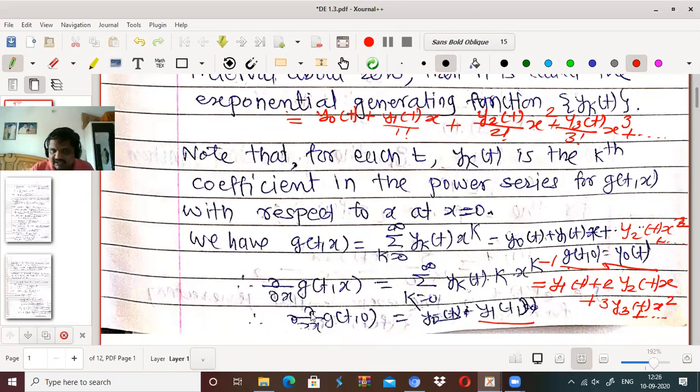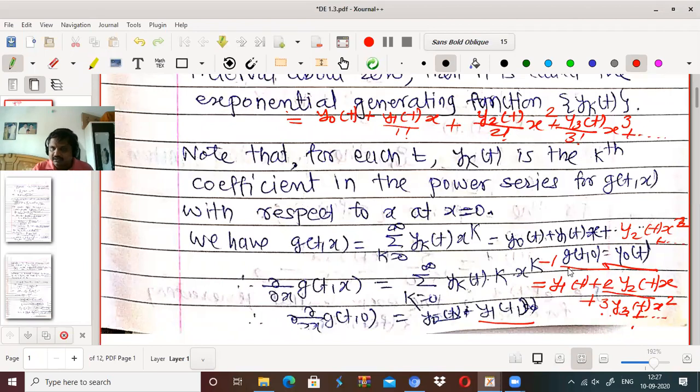The 0th order derivative, that is ∂⁰/∂x⁰ of g(t, x) at x equal to 0, is y0(t). The first derivative ∂/∂x of g(t, x) at x equal to 0 becomes y1(t). If you take the second derivative, ∂²/∂x² of g(t, x), what does it become? The derivative of the first term becomes 0 and you get 2 into y2(t) plus 3 into 2 into y3(t) x, that is 3 into 2, which is 3 factorial. We consider this as 2 factorial, and this becomes 1 factorial, isn't it? So can I say that?